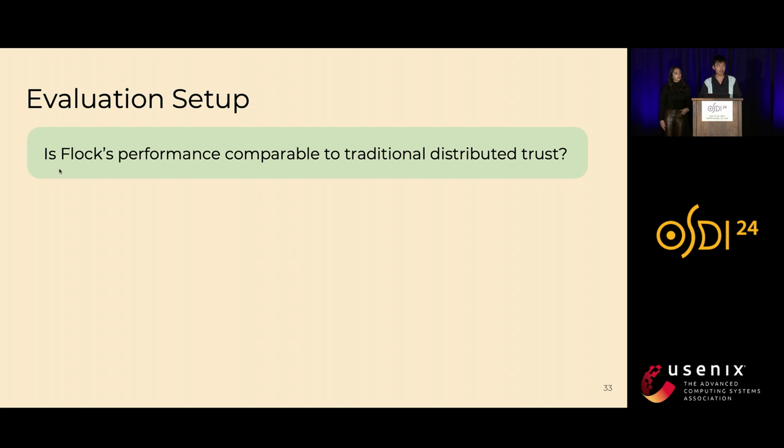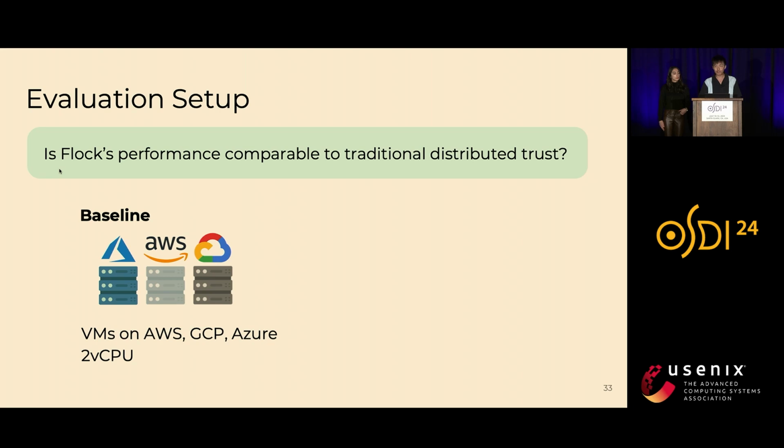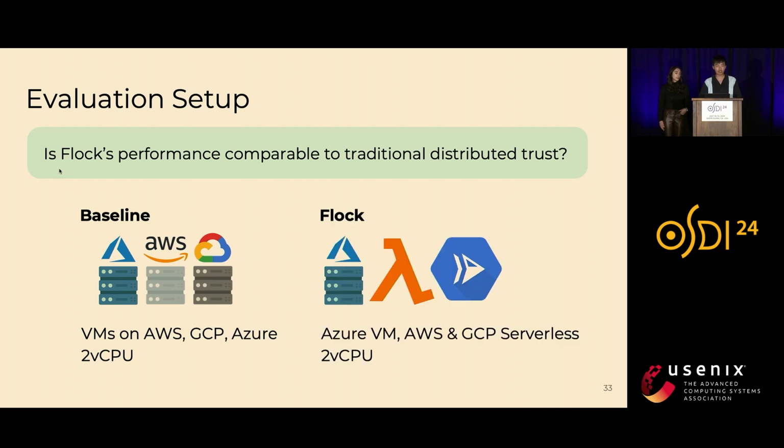And for evaluation, the main question we're trying to ask is: is Flock's performance comparable to traditional distributed trust? And to investigate that, we consider 2 different setups. The first baseline setup mimics a traditional distributed trust use case where the application provider will host 3 servers on 3 different clouds: AWS, GCP, and Azure. And for Flock, we'll have the application provider host a VM on Azure, and then the user Alice can deploy 2 serverless instances on AWS and GCP.